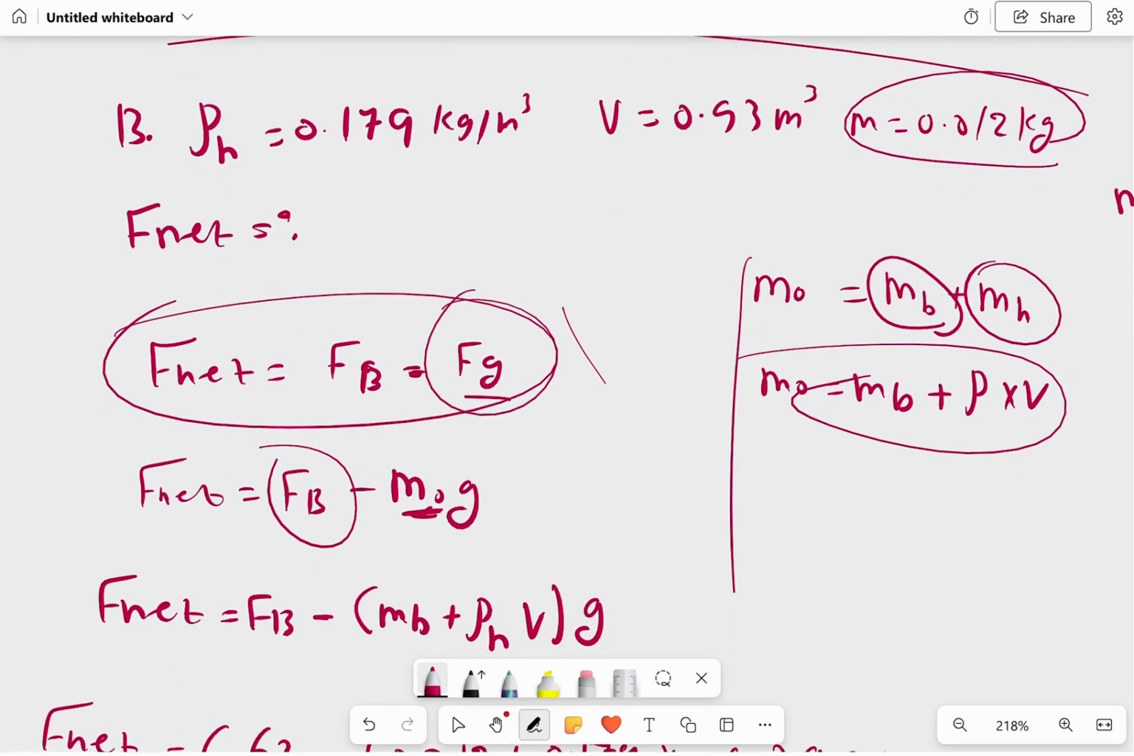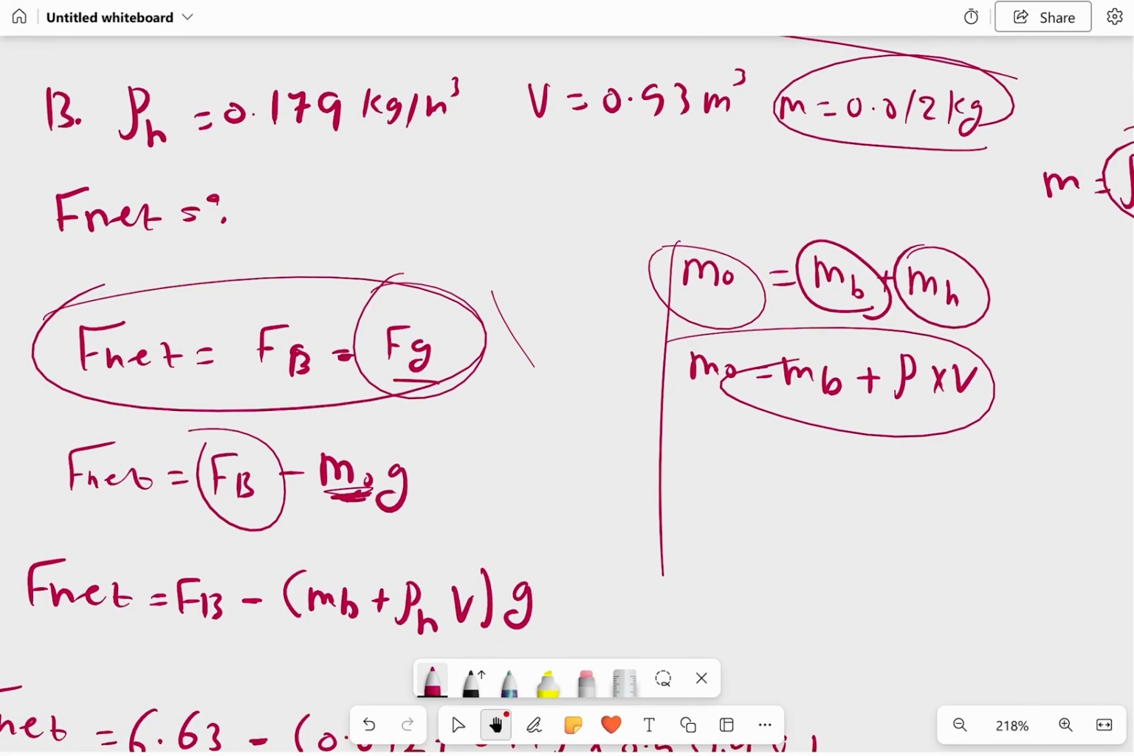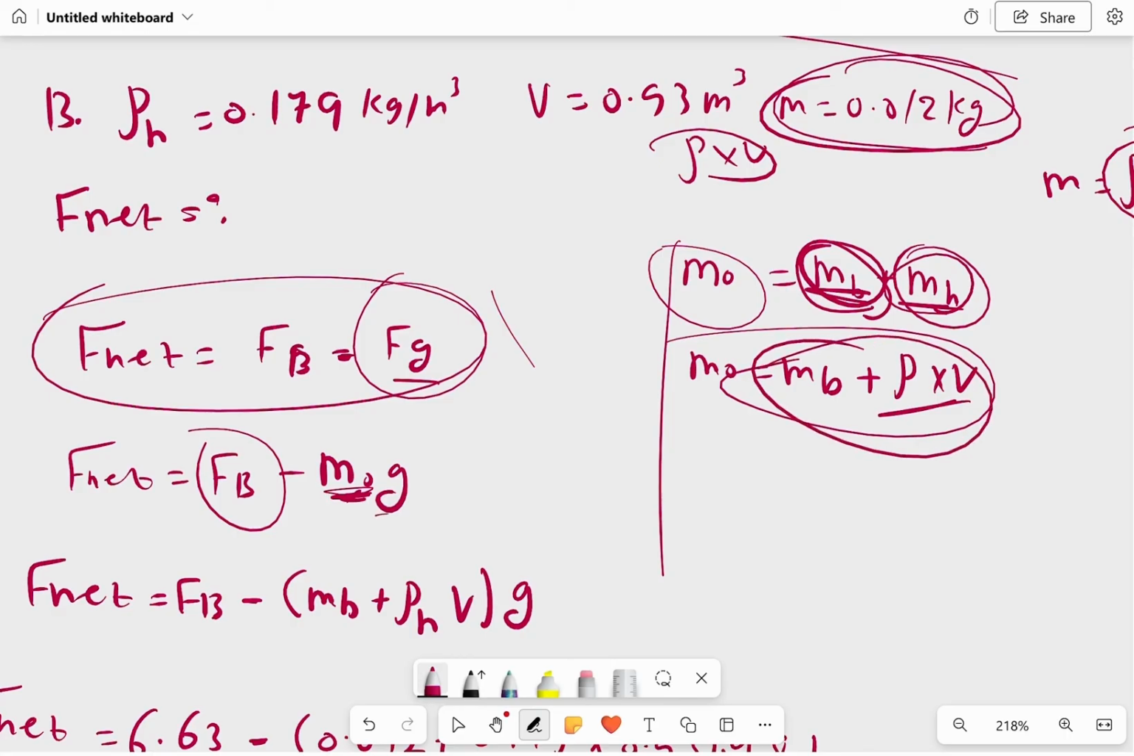We have FG, guys. For FG, I have two masses, the mass of the balloon and the mass of the helium gas. I will write M naught. Then M naught can be written as the addition of two masses, the mass of the helium and the mass of the balloon. I already have the mass of the balloon, so I'll leave it like this. But for the mass of the helium, I don't have it. How can I find the mass of the helium? I can say rho multiplied by V. Instead of writing this one, I can say rho multiplied by V. Take this and put it instead of this M.